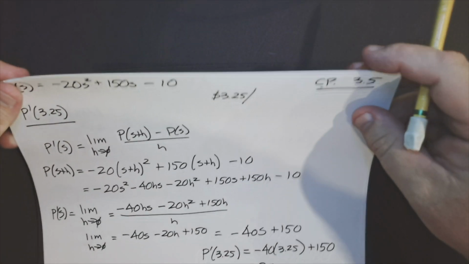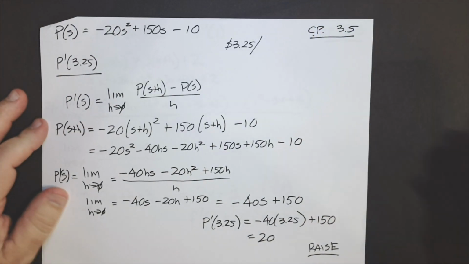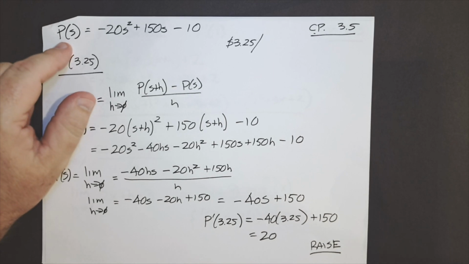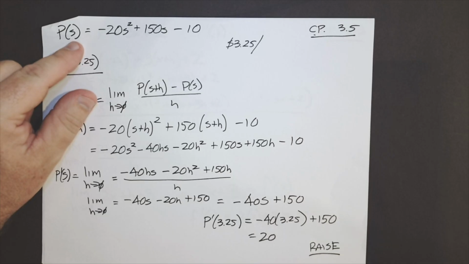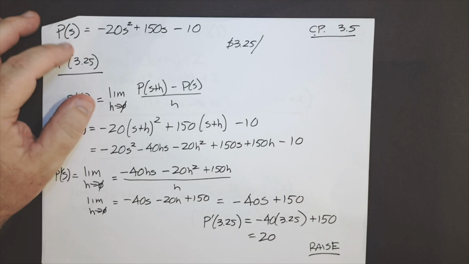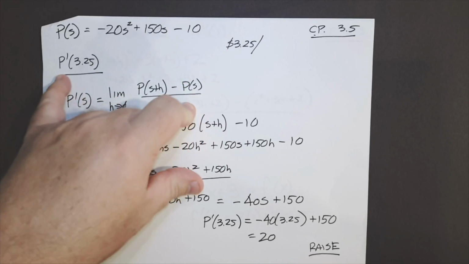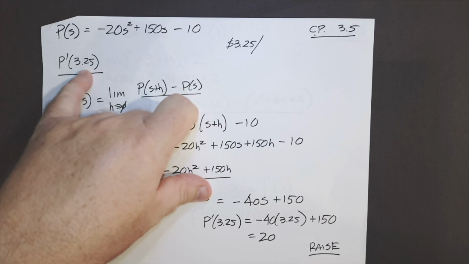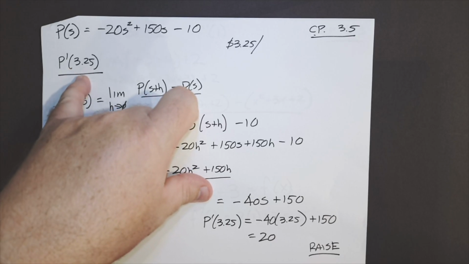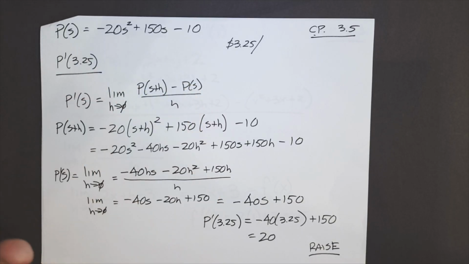The next example is a profit curve. So we have a profit, I think it's at a bakery, and S represents the price of a scone. They're selling scones. And so that profit function is modeled this way. And so we want to know what's P prime at 3.25, $3.25. So we want to know what's the velocity, what's the slope of the profit function. And should they or should they not increase prices?